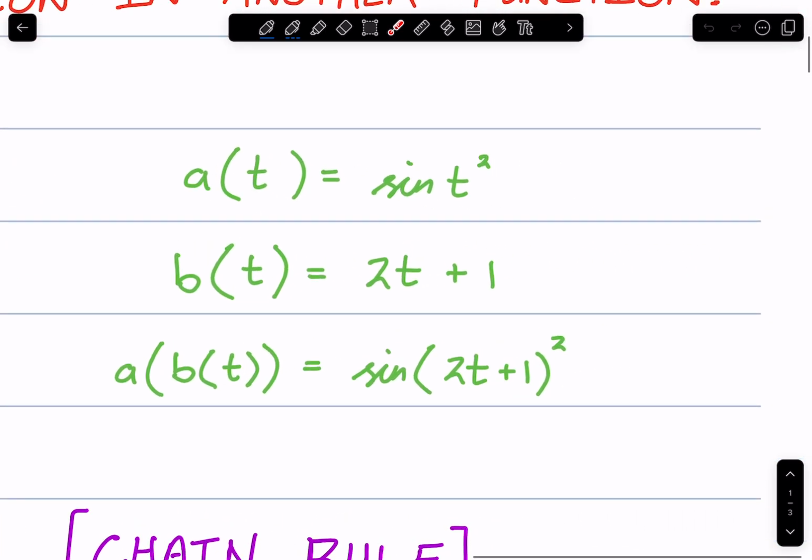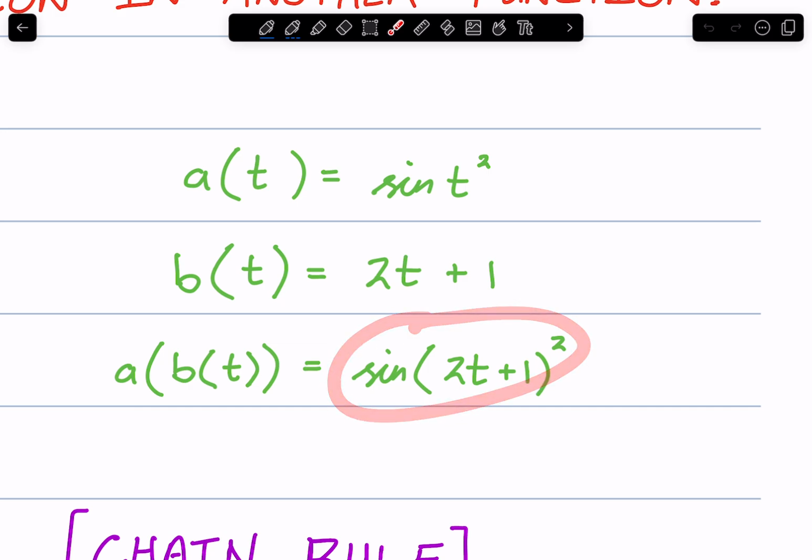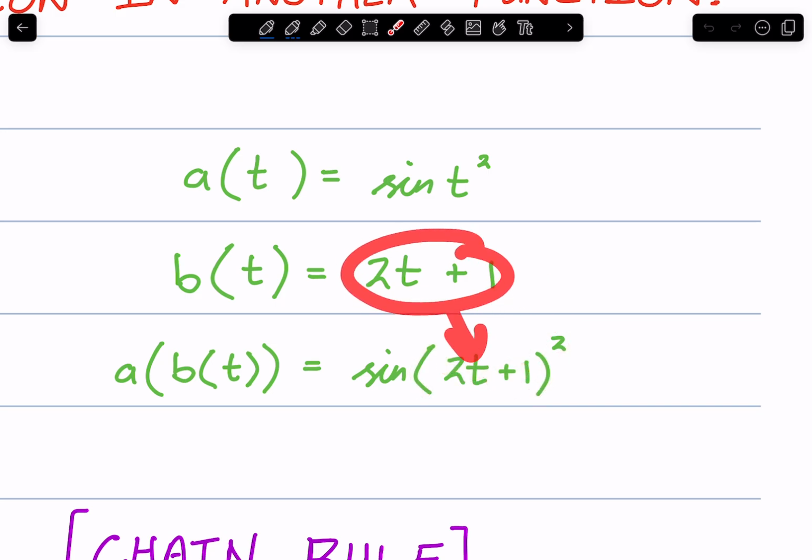Even this one here, we have the functions sine t squared and 2t plus 1. If we embed or put b inside of a, we get this. So notice how you still have sine t squared. So this is just t squared, but inside of t is another function.